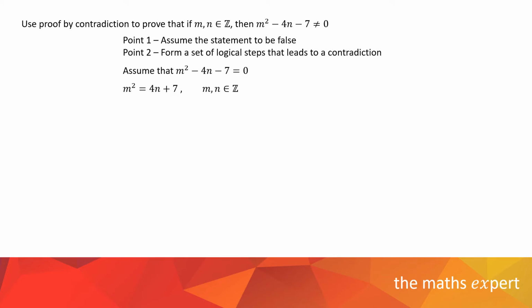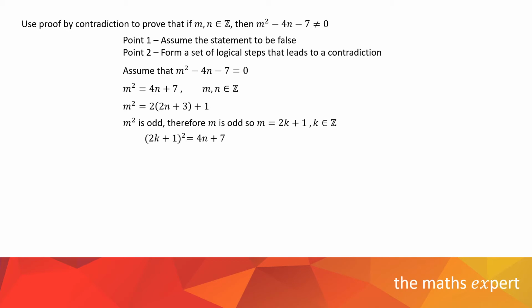So therefore m squared must be odd. To be a bit more precise, I can factorise out 2 and show that it is 2 times a number plus 1. If m squared is odd, then m must also be odd, as only an odd number multiplied by an odd number will give an odd number. Therefore, we can express m as 2k plus 1, where k is an integer.